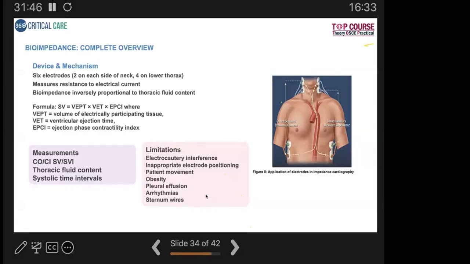The main limitations of bioimpedance are electrocautery interference, inappropriate electrode positioning, obesity, pleural effusion, arrhythmias, and sternal wires, which could be the major limitations for bioimpedance.